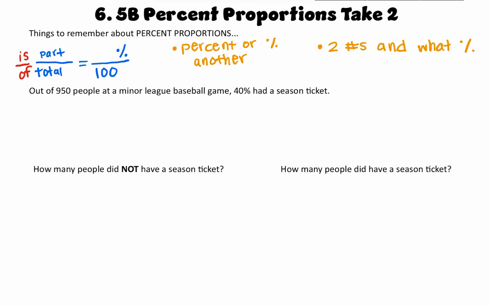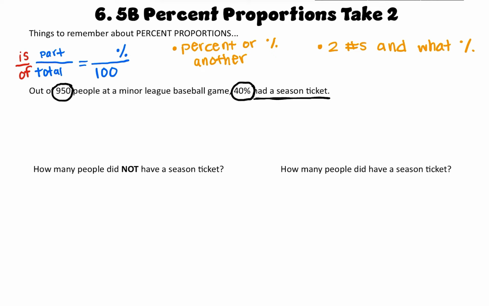So let's actually look at a word problem and go from there. It says right here, out of 950 people at a minor league baseball game, 40% had a season ticket. So right off the bat, I have a percent, okay? I have a percent right here, 40%, and I see that they had a season ticket, and then I have another number, the 950.